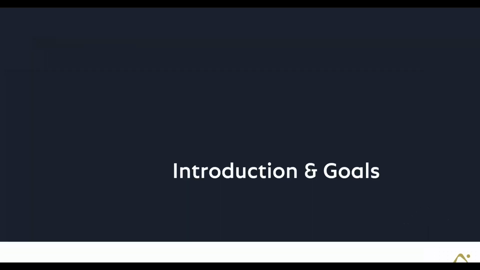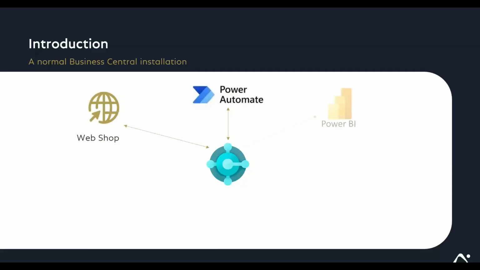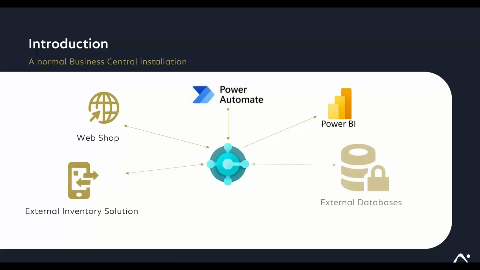When we talk about a Business Central installation, we have quite a lot of things which surround Business Central, like Power Automate, WebShot, Power BI, external inventory systems, EDI solutions, external databases, and other APIs. And Business Central is the connecting part of all these systems. So we have quite a lot of things which are speaking to Business Central. When we code something, we want to test such things. So every developer has the challenge to test these connections.